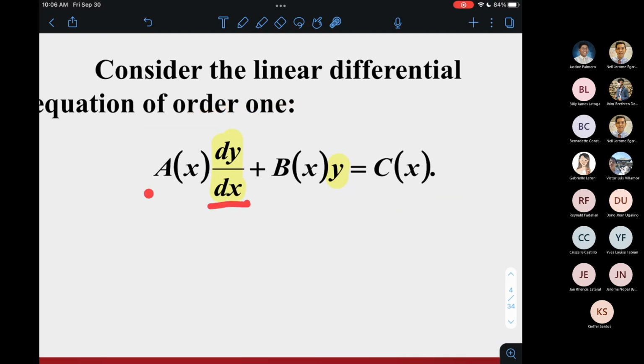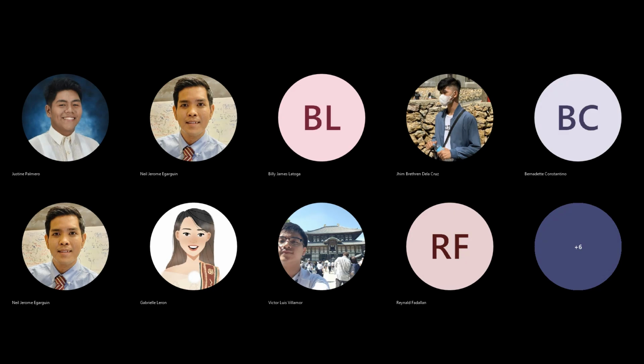Meron kang dy over dx multiplied by a function only of the variable x, tapos plus si y multiplied by a function only of the variable x, and then equals a forcing term that is only dependent on the variable x. Okay, so let me just reshare my screen for the benefit of those who just joined us.